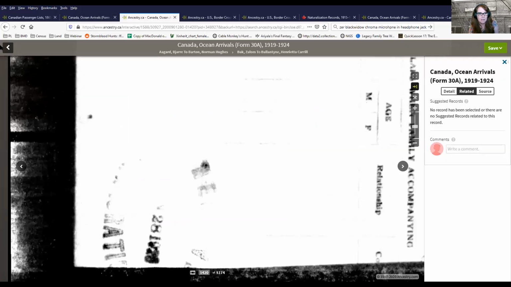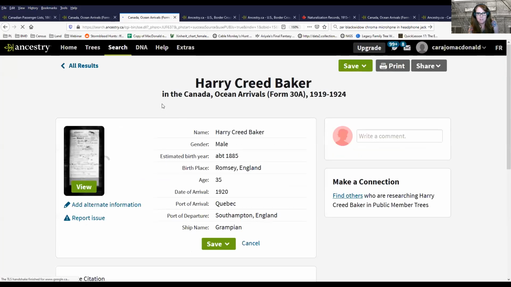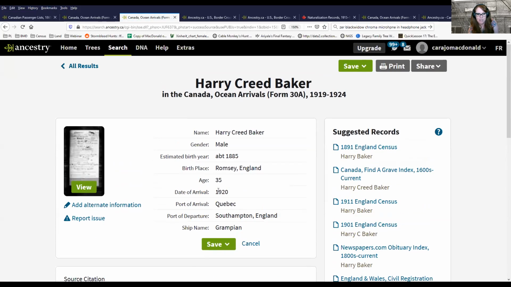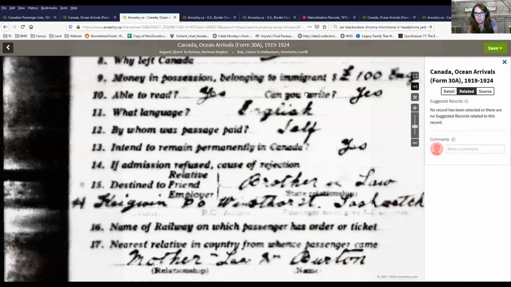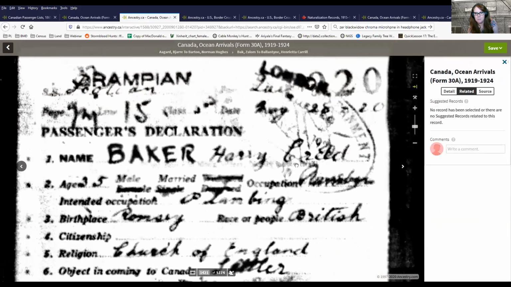So here we have Harry Creed Baker, and we see that all we have for the arrival date is 1920. Let's take a look at the document. Up here, it's unusual. The immigration official stamped this on the front of the card, and these are double-sided cards, and usually we find the stamp on the back. In this case, it's on the front, and as you can see, it's not great. We can kind of make out 1920, and that's it. And so that's why only 1920 was transcribed.